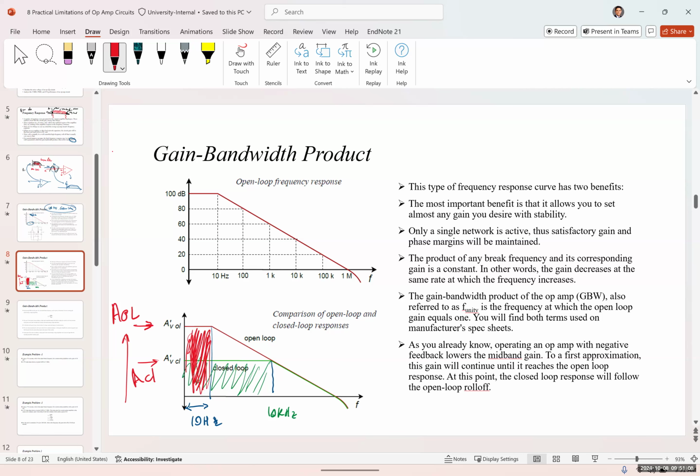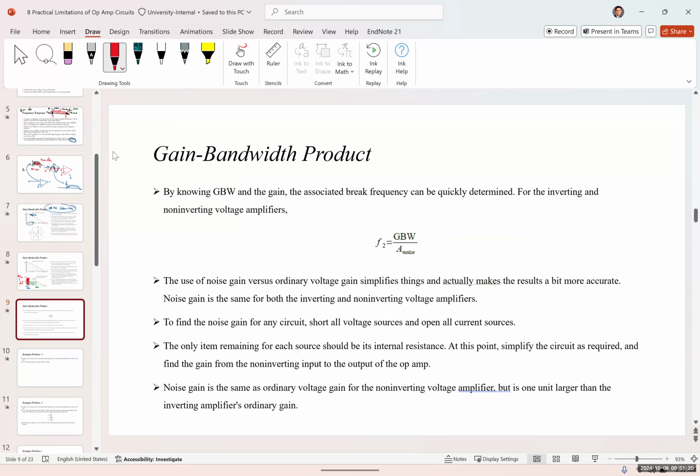And I will solve some practice problems on the gain bandwidth product and its effect on frequency response on different op amps, the 441 and the 741, where one of them is a slow op amp, and one is a fast op amp with a high slew rate. By knowing the gain bandwidth product and the gain, the associated break frequency can be quickly determined.